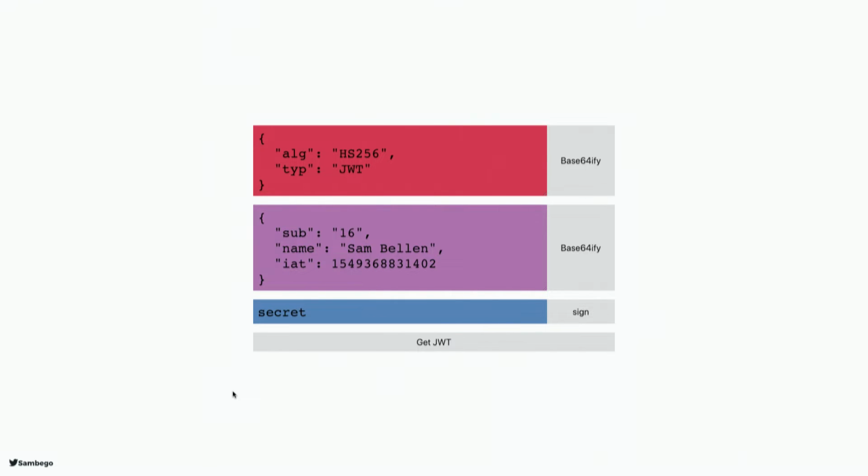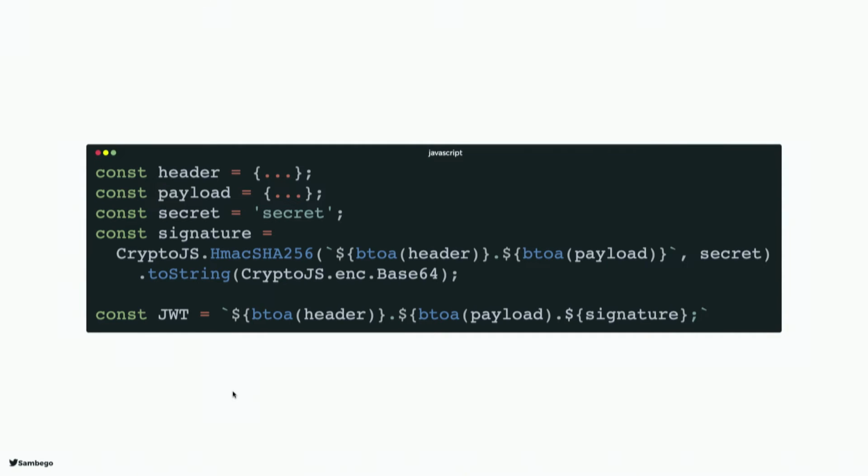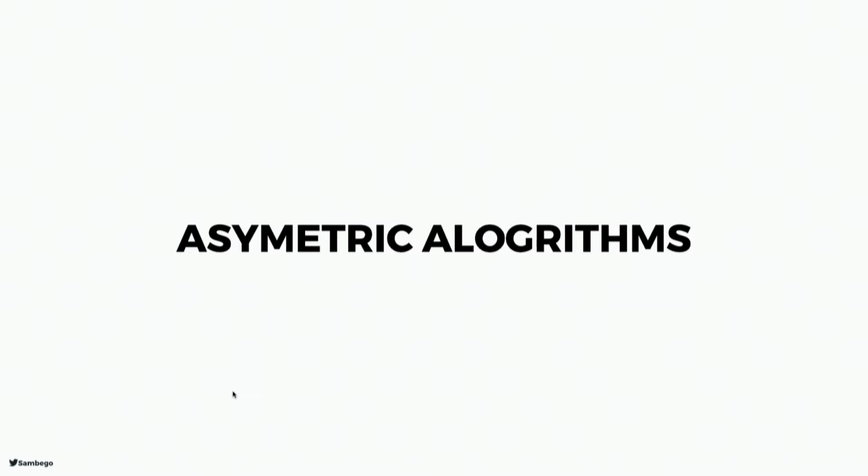So JSON Web Tokens are pretty cool. There's a lot of information in them, and they're not that hard. If you want to do it in JavaScript, it looks a bit like this. I'm not going to pay much attention to this. It's just taking the base64s and then encrypting them again, or signing them again.